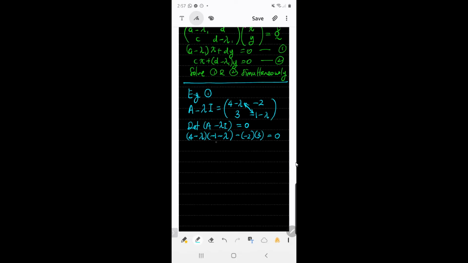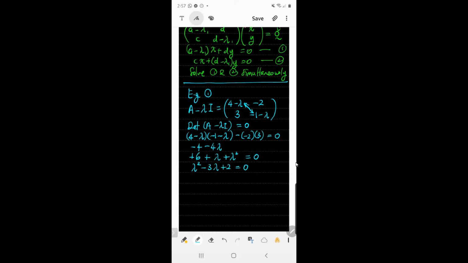I think you get lambda squared. Never mind, I do it. Later we make mistake and then cannot get the answer, worse. So I have 4 times -1 is -4. 4 times negative lambda is -4 lambda. Then minus lambda times -1, you get positive lambda. Then minus lambda times negative lambda, you get positive lambda squared, so this one is double negative, gives you positive. 2 times 3, you get 6, so plus 6. So the characteristic equation should be in the form of lambda squared, -4 plus 1 is -3 lambda, then -4 plus 6 gives you +2 equals to 0.